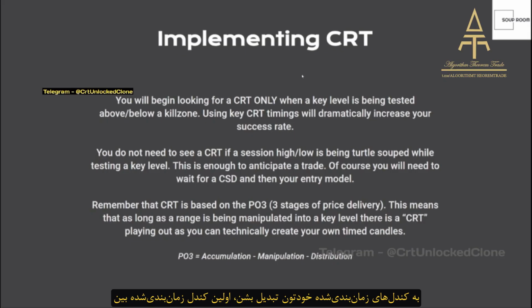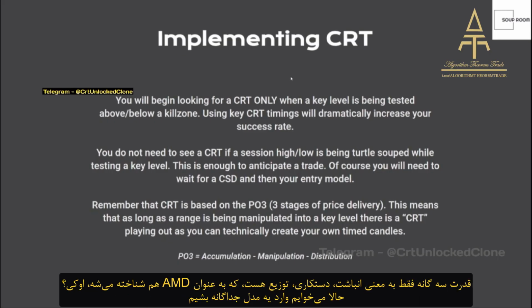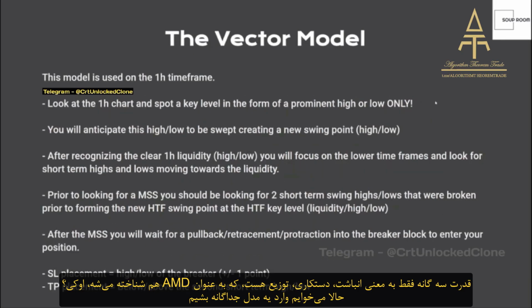The first timed candle being between 8 p.m., 20 o'clock up until midnight. The second timed candle being between 1 a.m. and 5 a.m. And the third timed candle being the 7 a.m. up until lunch or 10 a.m. All right. Power of 3 just means accumulation, manipulation, distribution, also known as AMD.